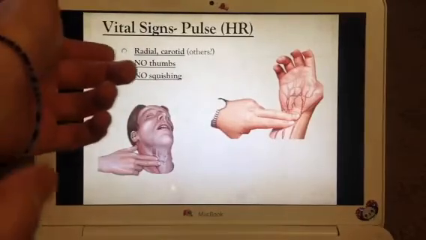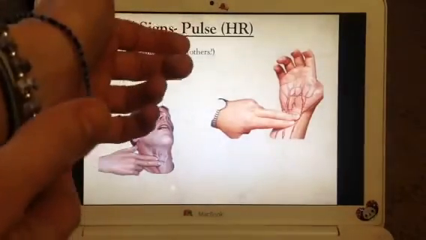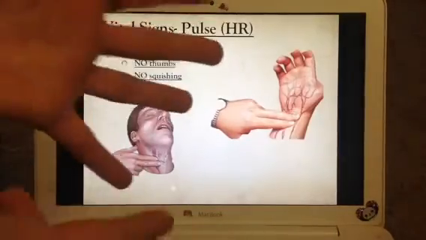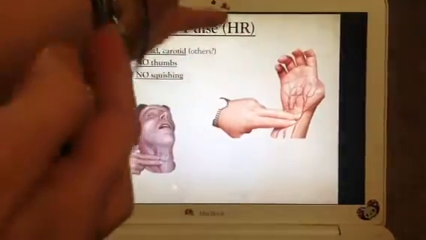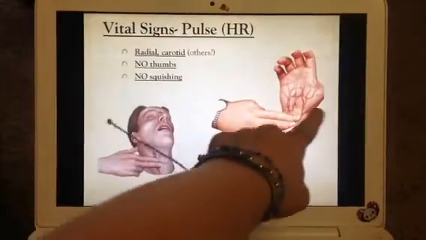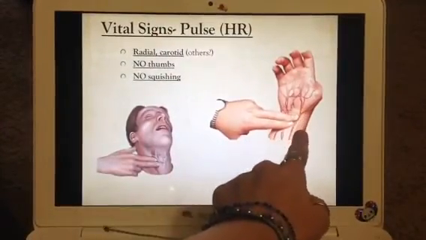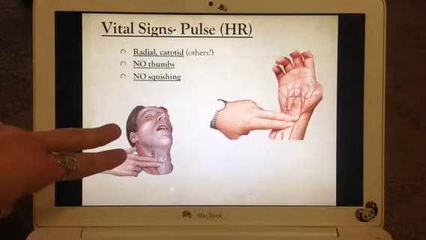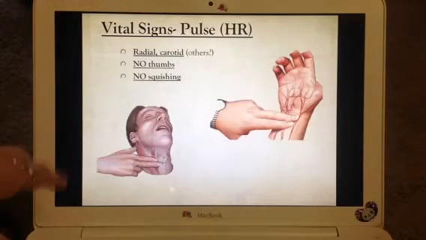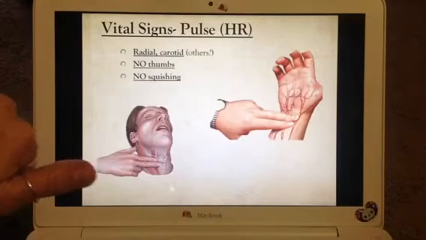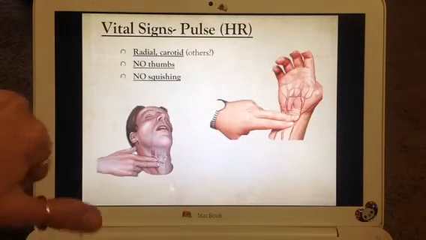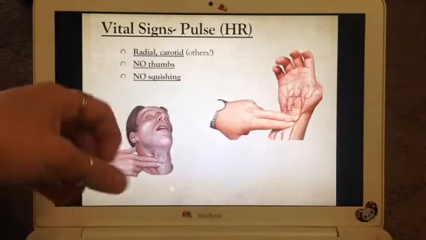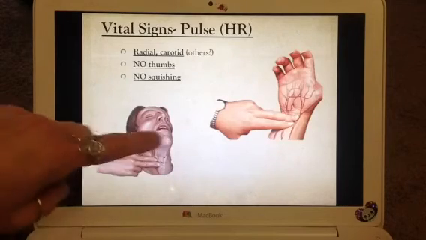So the radial artery is going to be by the radius bone. And if you remember from Anatomy 1, pinky's up, so the ulna is here. The radius is going to be on this side, on the thumb side. And we took their pulse with 2 fingers because why? Because you have a pulse in your thumb. So if you check somebody's pulse with your thumb, you're probably feeling your own pulse and not theirs.